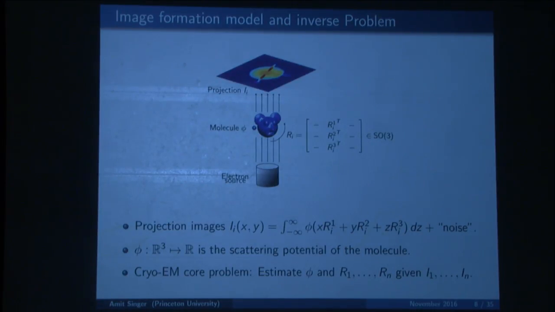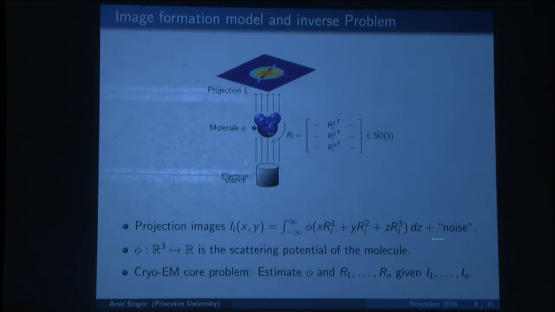Okay, so for single particle reconstruction, the mathematical model is very, very simple, and actually I simplified it even further for you today by ignoring some effects due to the microscope aberration and so on. So what we collect are N images. Let's say that we have a local coordinate system, X and Y. So the XY pixel is simply the path integral of the scattering potential after rotating the molecule phi by the unknown rotation R_i. So a very, very simple model.